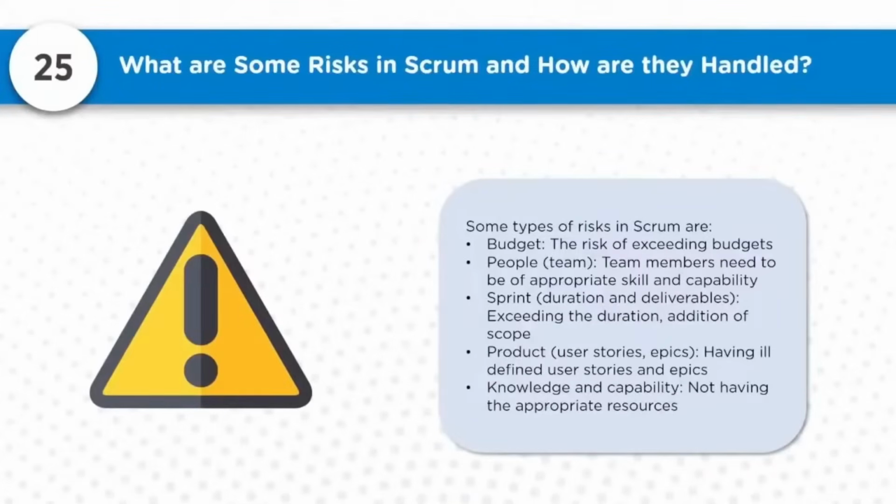People related: team members need to have appropriate skills and capabilities. If they lack that, it is obviously difficult. It's not just about skills and capabilities, but also the culture, the behavior, the attitude, the energy, the synergy, and the collaboration people will have. Then sprint related, in terms of duration and deliverables: exceeding the duration, or addition of scope to the sprint in between. Those are the challenges and difficulties. Product refers to user stories and epics: having ill-defined user stories and epics that are not properly articulated. There is no proper visualization when you look at that user story, and nobody is explaining it correctly.